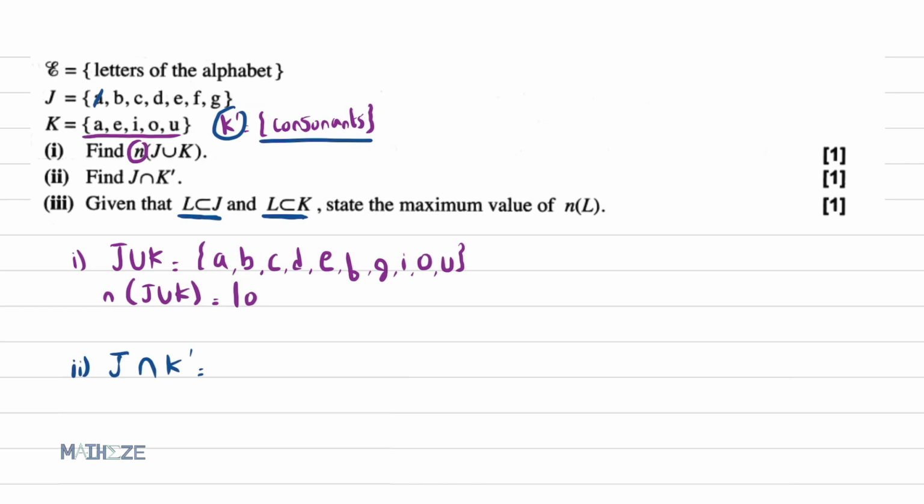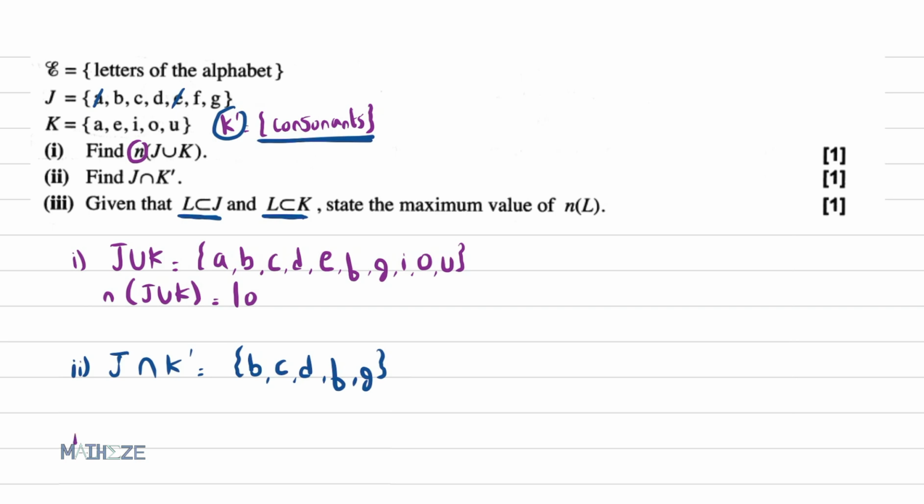So let's see. What's common between J and K complement? Is A common in J and K complement? No, because A is not a consonant. Is B common? Yes, sir. Because B is a consonant. Is C common? Yes. Is D common? Yes. Is E common between J and K complement? No. Because E is not a consonant. Is F common? Yes. And is G common? Yes. That's the answer for J intersection K complement.